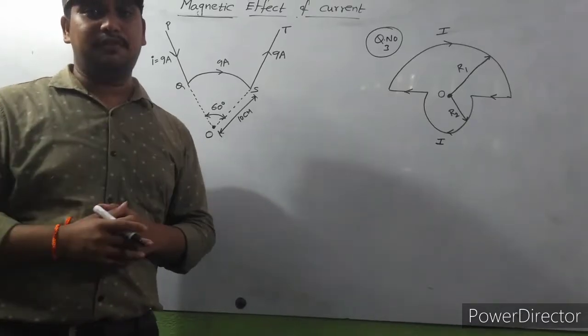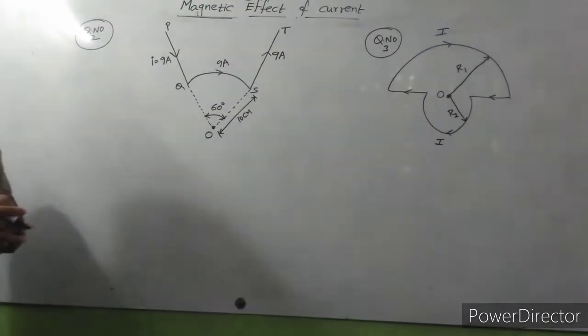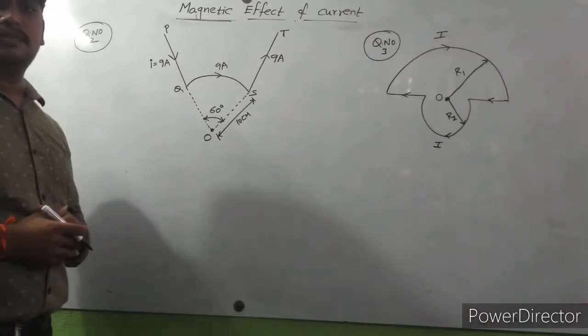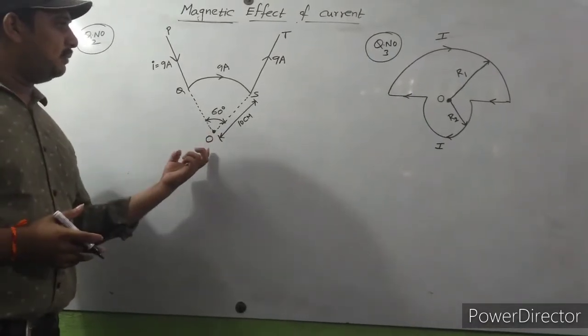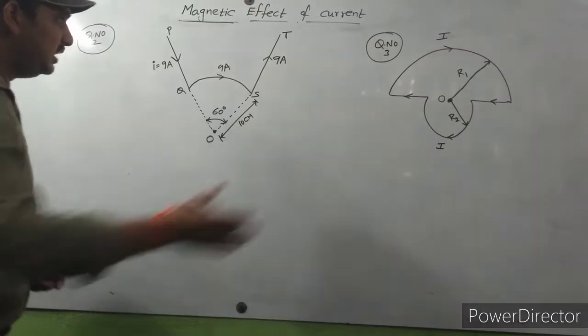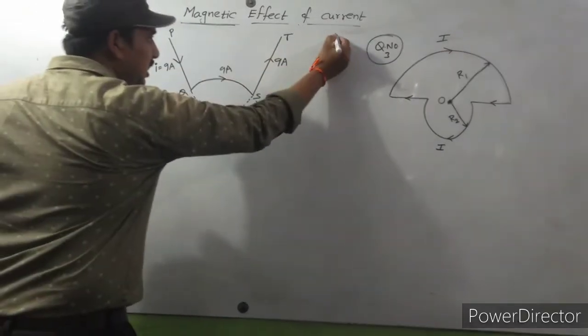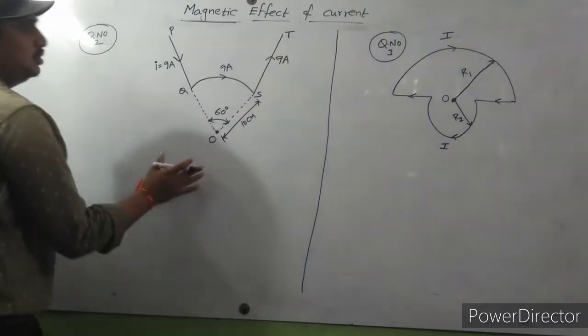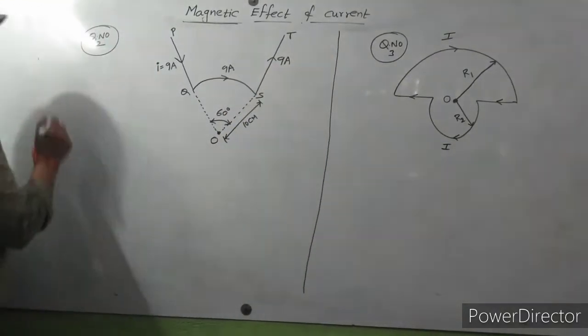Please observe carefully. Problem number 2. Observe this figure carefully. How to find the net magnetic field at center O? In these two figures, question number 1, question number 2, question number 3, please observe carefully.